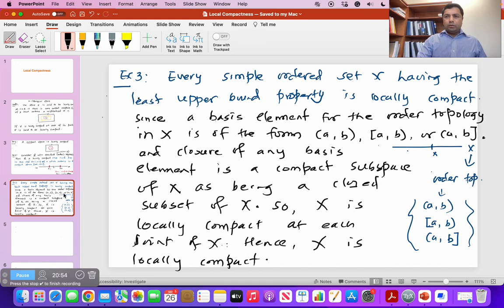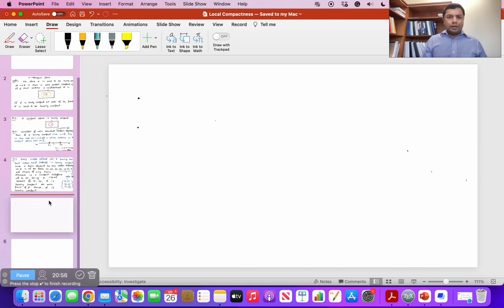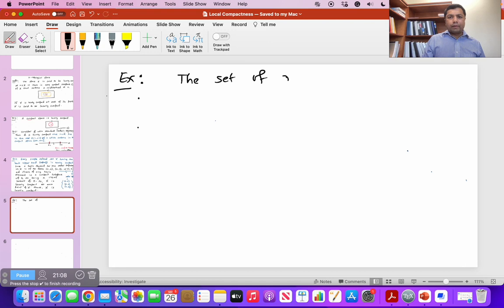All right, now let me give you one more example, but this time I'm going to give you an example of a space which is not locally compact. The set of rational numbers, which we denote by Q, is not locally compact.